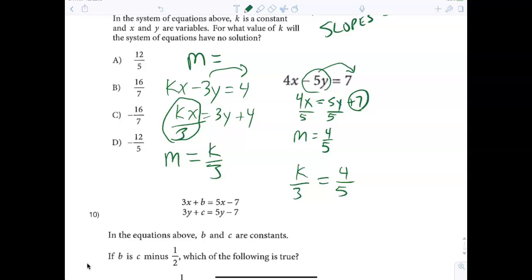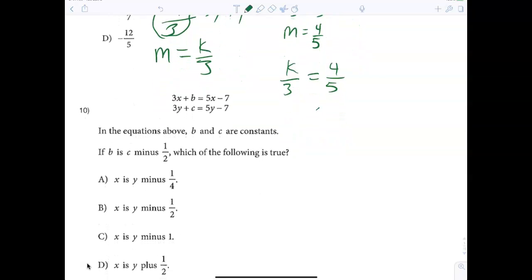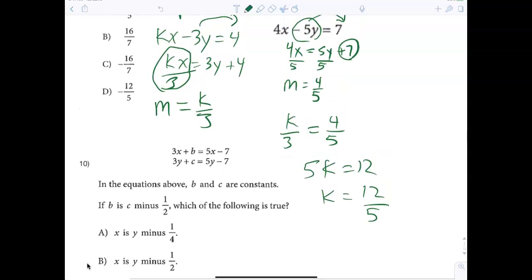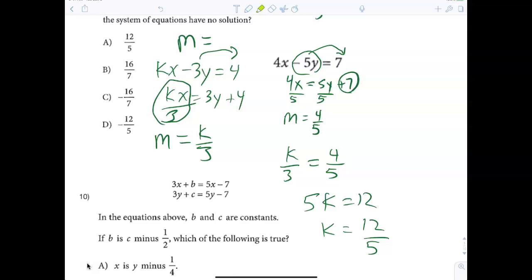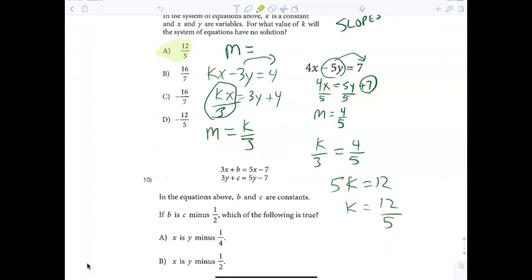Now cross multiply here. What do I get when I cross multiply? 5k equals 12. So k equals what? 12 over 5. Hey, how about that? A is correct. All right, A is correct. That was hard. I want you to review that tonight.